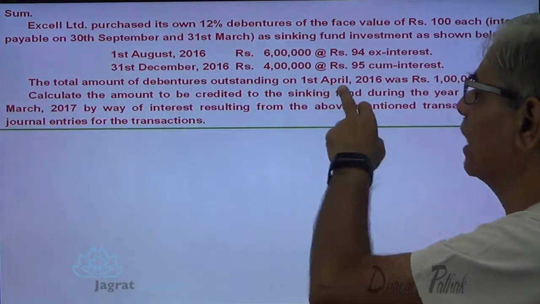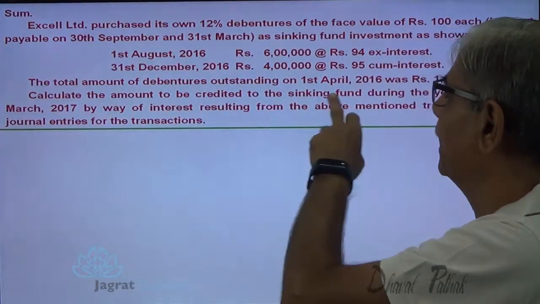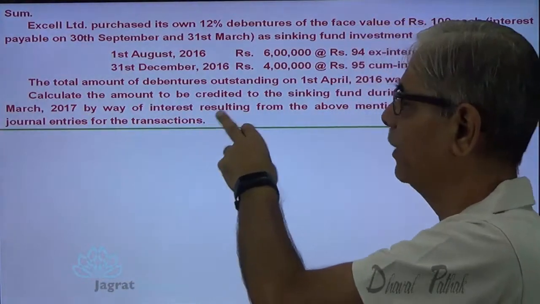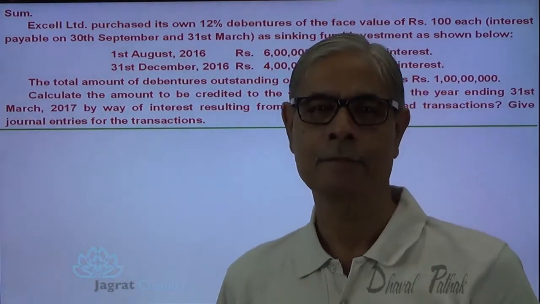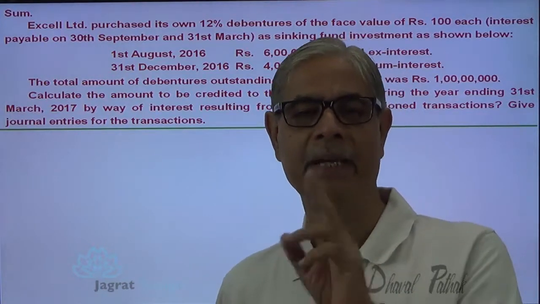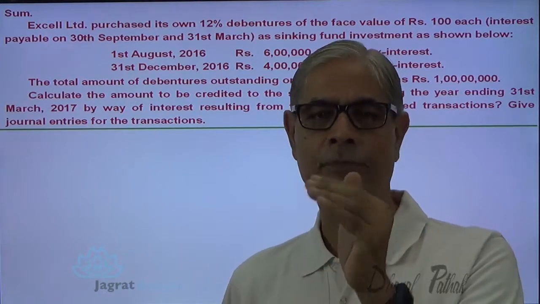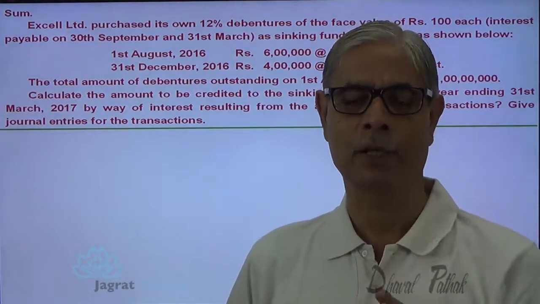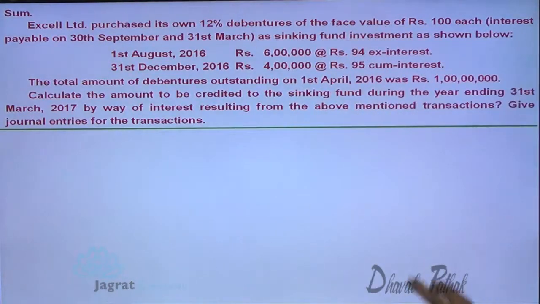Total amount of debenture outstanding on 1st of April 2016, 100 lakhs. Calculate the amount to be credited to sinking fund during the year ended on 31st of March 2017 by way of interest resulting from the above mentioned transaction. So these are the two purchases. That is an investment of sinking fund, and investment is made in own debentures. On this investment, how much interest is going to be received by the end of the year, and that is going to be credited to sinking fund account. That is the first question.